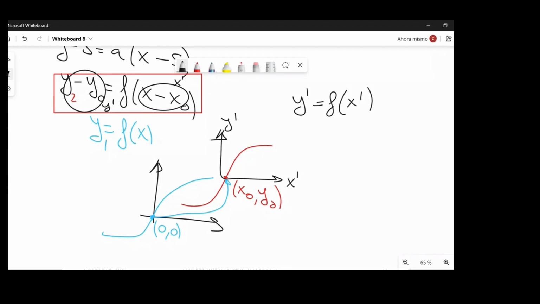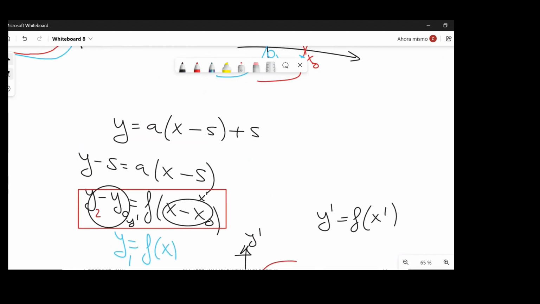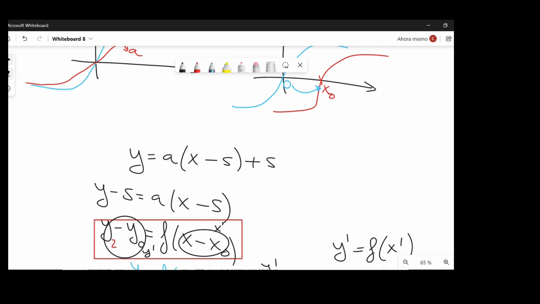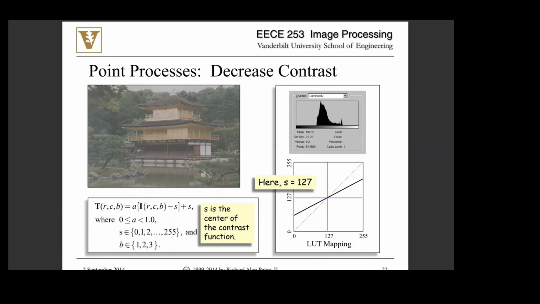Okay, so now let's look again at our transformation. Our transformation was this one. That means I'm shifting my coordinate system to the point S. And then my transformation is very simple. My transformation, let's make it red, is this one in the new coordinate system. So let's say that S is 127.